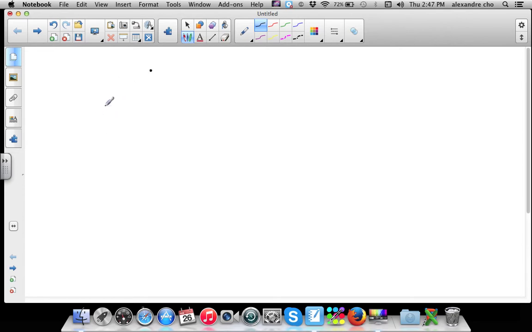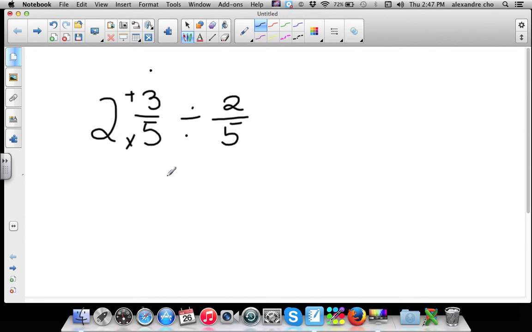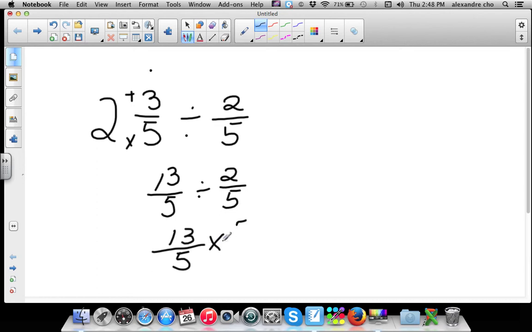So here's the division problem. We have 2 and 3/5 divided by 2/5. Before you even start dividing, you need to change this to an improper fraction. So 5 times 2 is 10, plus 3 is 13, so you get 13/5 divided by 2/5. Since we're not modeling, we can use our algorithm, which is keep the first fraction and multiply by the reciprocal, which is 5/2.